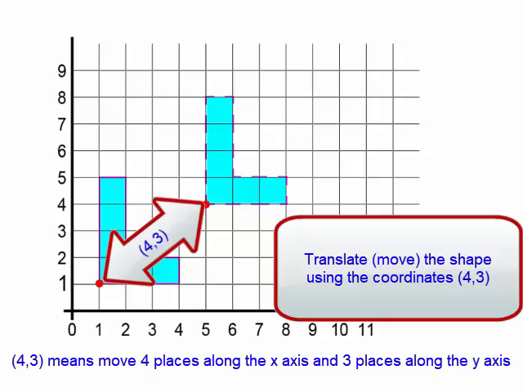Remember, like true coordinates, the first number relates to movement along the x-axis, and the second number relates to movement along the y-axis. Like coordinates, these numbers can be either positive, negative, or a mixture of both.